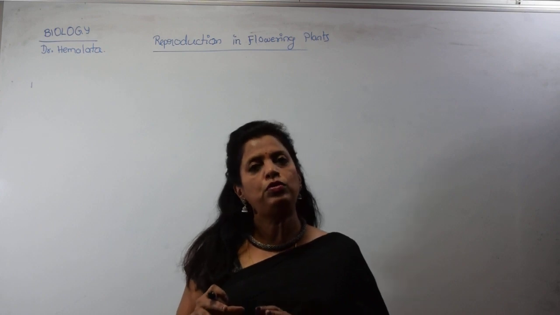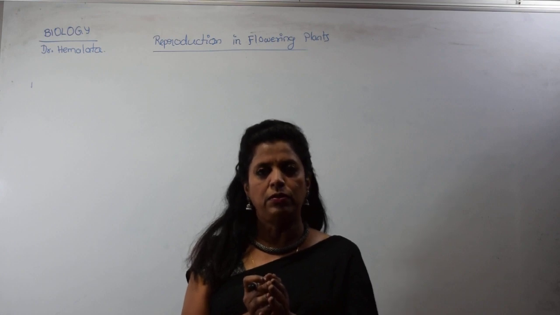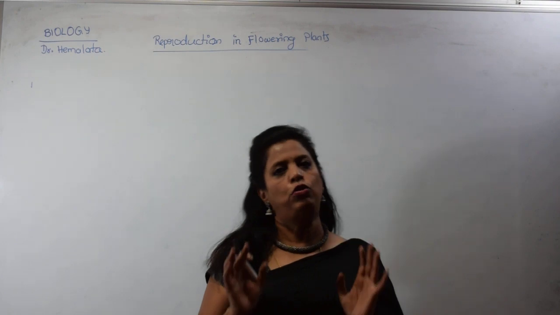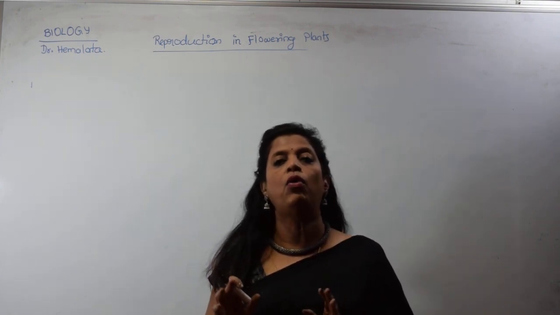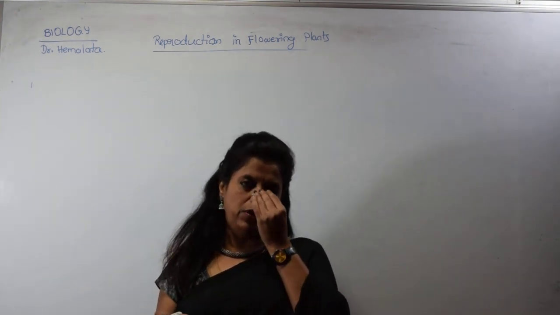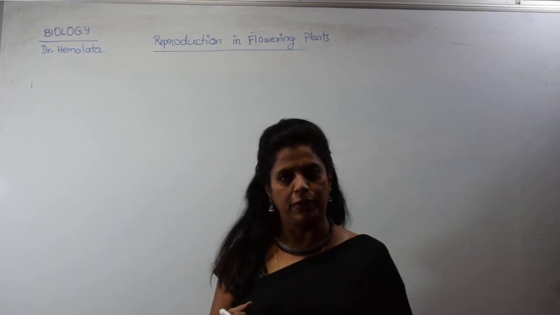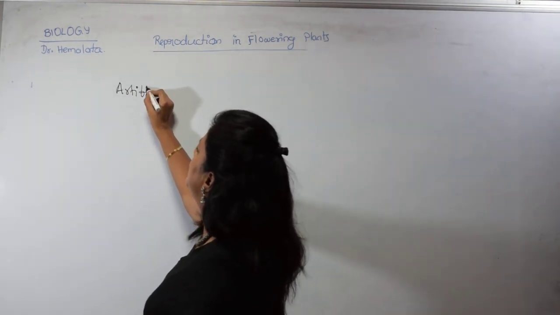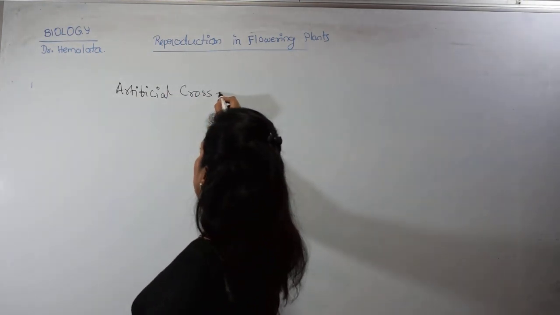Because most of the time you have seen the flowers are bisexual, imagine. Then there is a chance that pollen grains are available and the stigma is also available. But still the plants try to undergo cross-pollination by avoiding self-pollination. So how do they do it? Even when you are conducting experiments, you have to help in cross-pollination. If you want to do artificial cross-pollination, there are some methods. How do you conduct artificial cross-pollination?